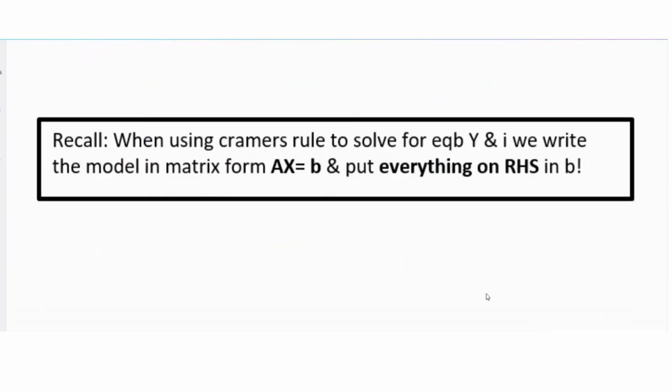So just recall that when using Cramer's rule to solve for equilibrium Y and I, we used the matrix form Ax is equal to B. To find multipliers, we have used the matrix form Ax is equal to CD. When you're using Cramer's rule to solve for equilibrium output and interest rate, we have to put everything on the right hand side in B. But when you're using the matrix form Ax is equal to CD to find multipliers, you can only put what's required in C and D instead of putting everything. So this makes the calculations a bit less tedious.